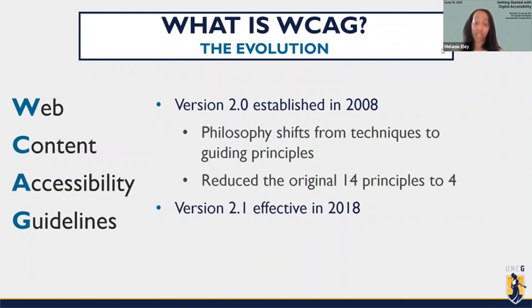Also, as I said, 2.1 is the current recommendation. There is another update that will be coming soon. Version 2.2 is expected to be released sometime this year. So that will likely be some additional information, success criteria that will be added to what we currently have in 2.1.